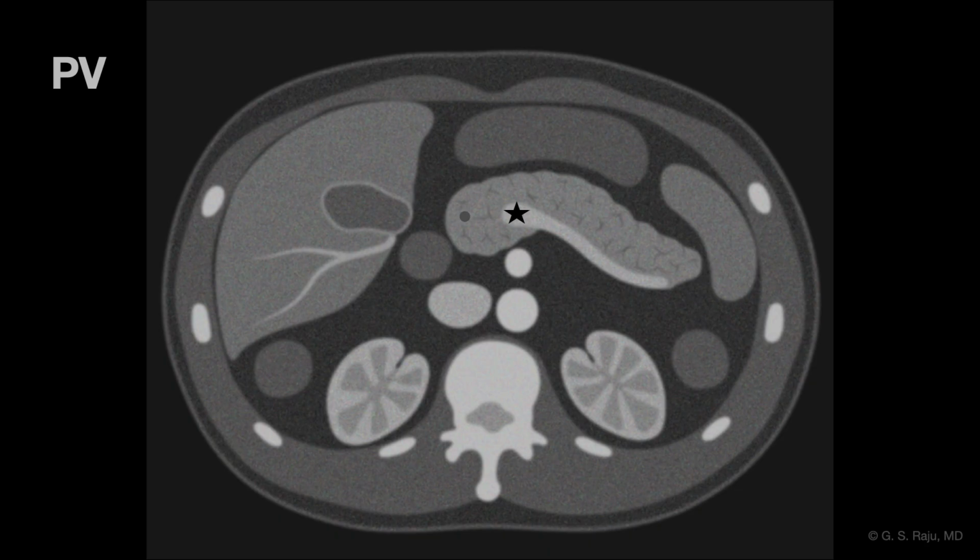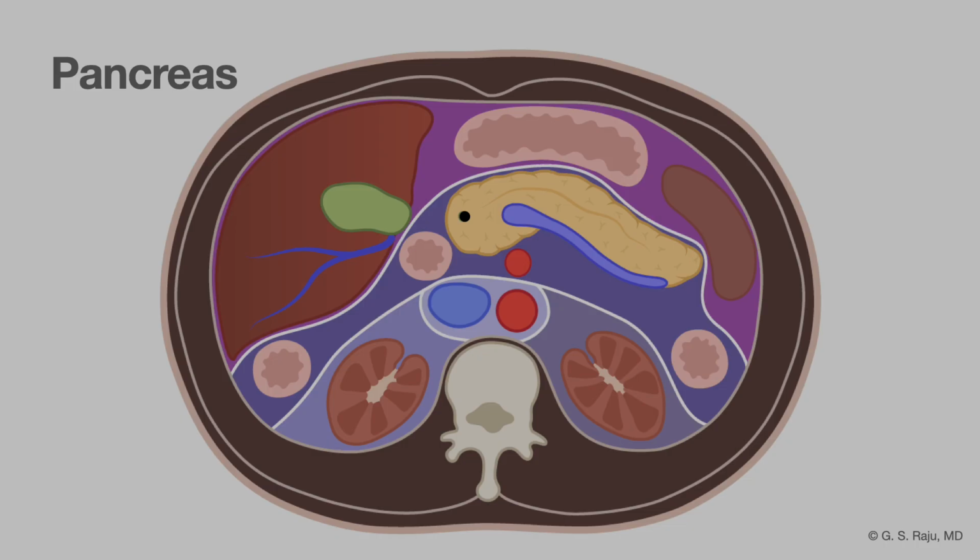So once you identify the superior mesenteric artery and splenic vein confluence, you know that you'll be able to identify the pancreas very well, just in front of those structures. So here is the pancreas, right in front of those vessels.